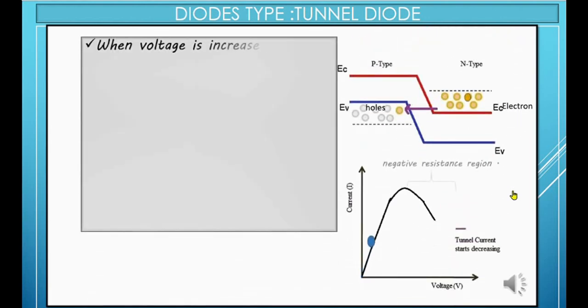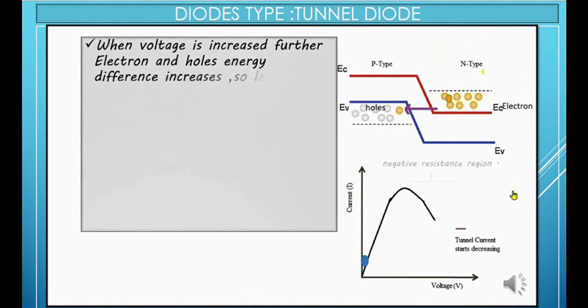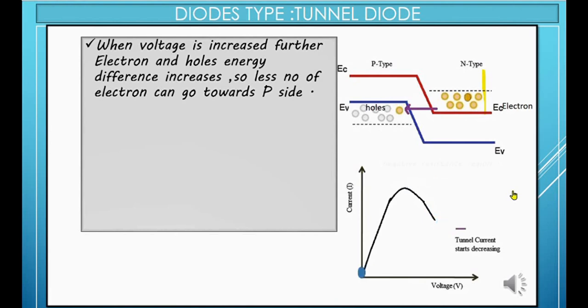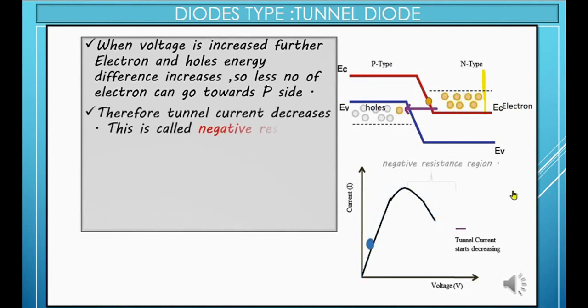When we further increase the voltage, the potential barrier decreases, but the problem is that fewer electrons can go towards the P side. It is happening because the energy level difference between the P side and N side increases. So fewer electrons can go towards the P side, and the tunnel current decreases. This is called the negative resistance region, because when we increase the voltage, there is a decrease in current.